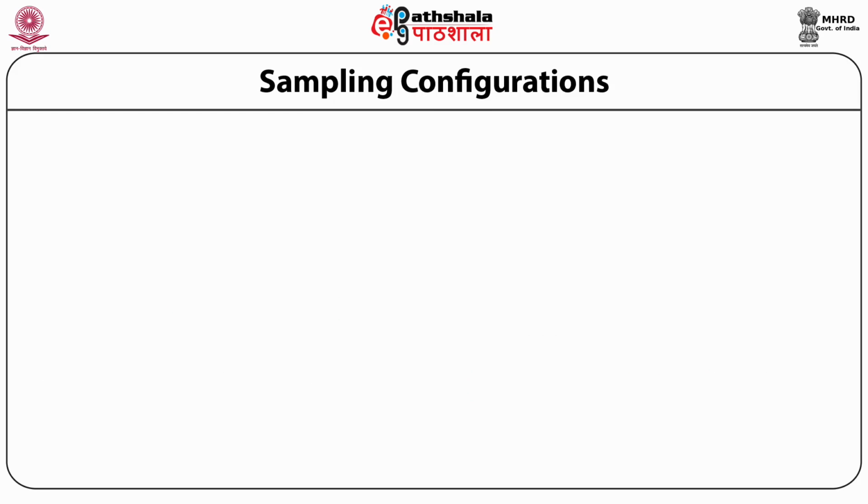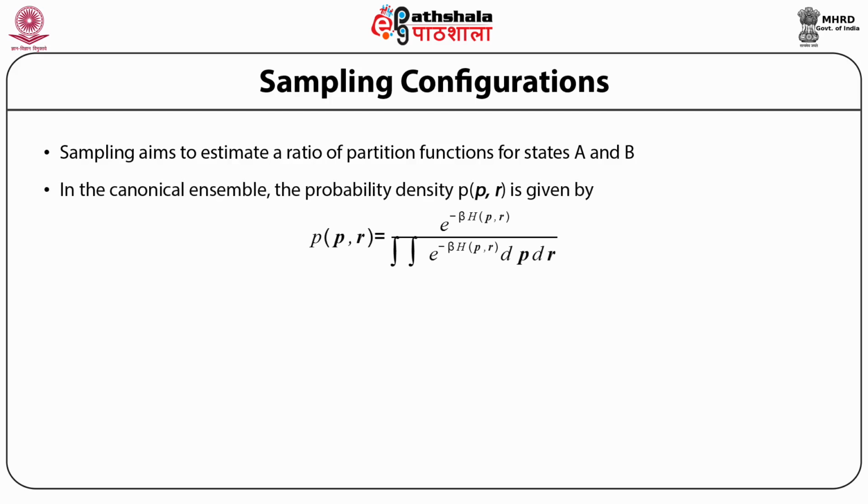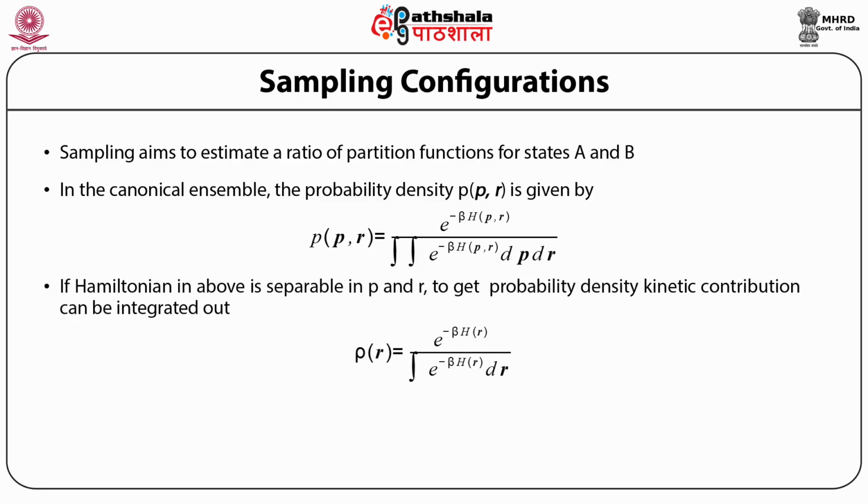The trouble of sampling: one has to remember one thing. What is sampling? Sampling actually estimates the ratio of partition functions for each state. So the partition function or probability density is given by this expression, and it depends on H itself, the energy of that state or free energy of the state. If you look at the separable rho(R) and rho(P), if we take the Hamiltonian with respect to momentum, we get a probability density of the kinetic distribution. The kinetic distribution will also be explainable and integrable.